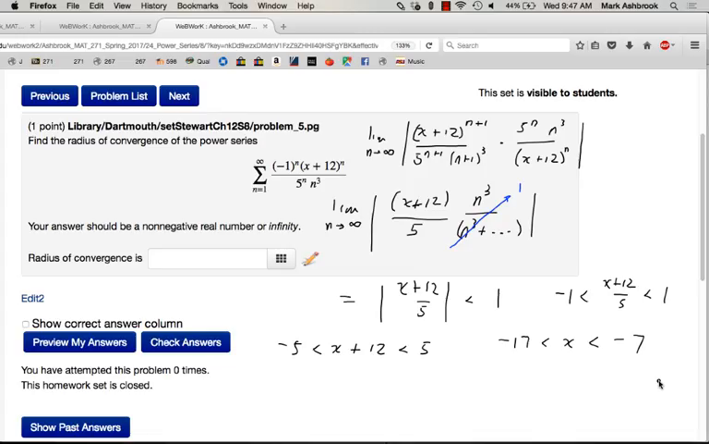So what is our center here? Well, you could do the average of these two. So it's going to be negative 12, right? Negative 12. So from negative 17 to negative 7, the middle is negative 12, which makes the radius 5, positive 5, right? The distance from the center out to the end.